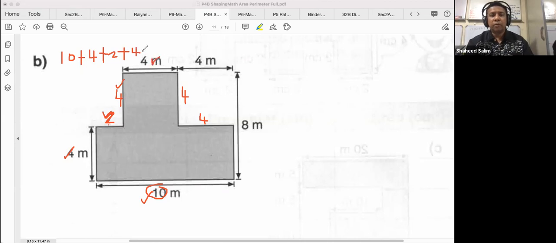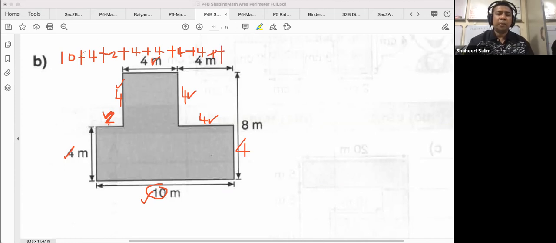Plus 4. I mark. Plus 4. I mark that whatever I have written, I mark. I forgot how many. 1, 2, 3, 4. 1, 2, 3, 4, correct. Then plus this one is how much? This is 4 lah. Down here is also 4. Plus 4.